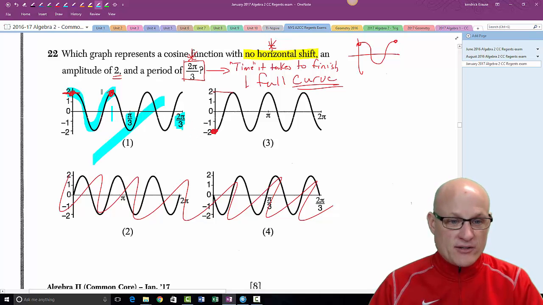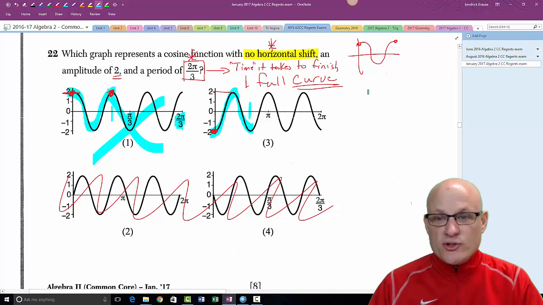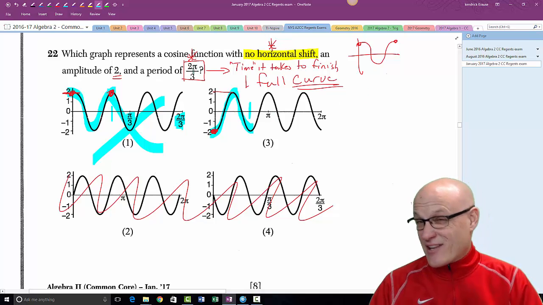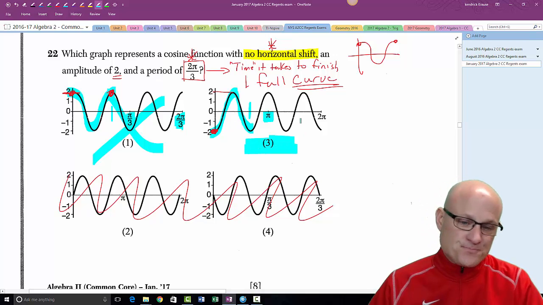So that's not the right answer. So this is the right answer. Let's just see. There it is. It finishes right here. And look, 2 pi over 3 is less than 3 pi over 3, and 3 pi over 3 is really just pi. So there's your answer right there.